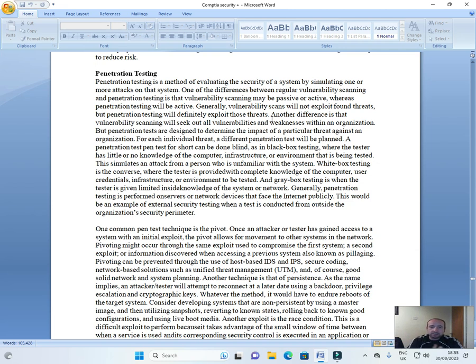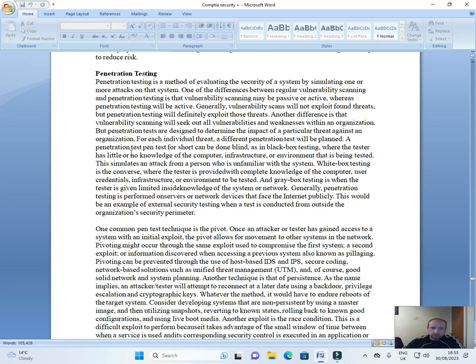Another difference is that vulnerability scanning will seek out all vulnerabilities and weaknesses within an organization, but penetration tests are designed to determine the impact of a particular threat against an organization. For each individual threat, a different penetration test will be planned.